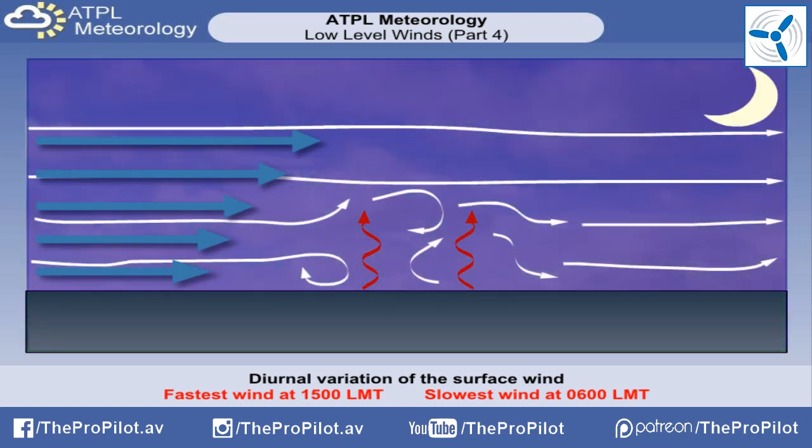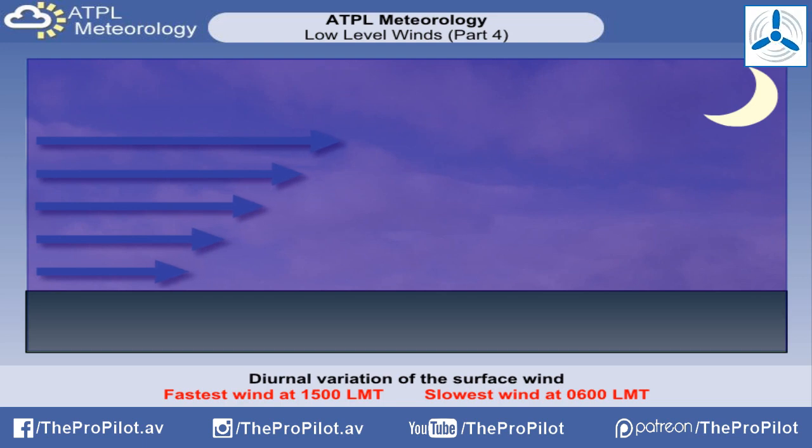The situation at night is very different. At night there are no thermal currents, and therefore little mixing when compared to the daytime. Therefore, the surface wind speed remains low, since there is little interaction with the faster winds above.